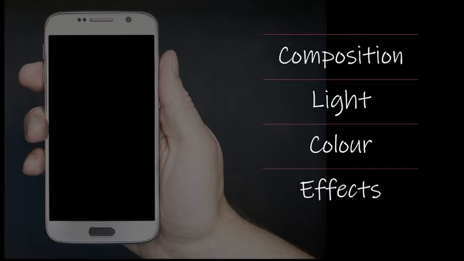First, consider composition. Crop the image to create the most interesting frame and to best fit the social channel where you post it. Next, adjust the light. Is it too dark? Is the light dull? Make it fit your story. Then adjust the color. Are your colors natural looking? If not, use color balance tools. Finally, you can experiment with special effects.